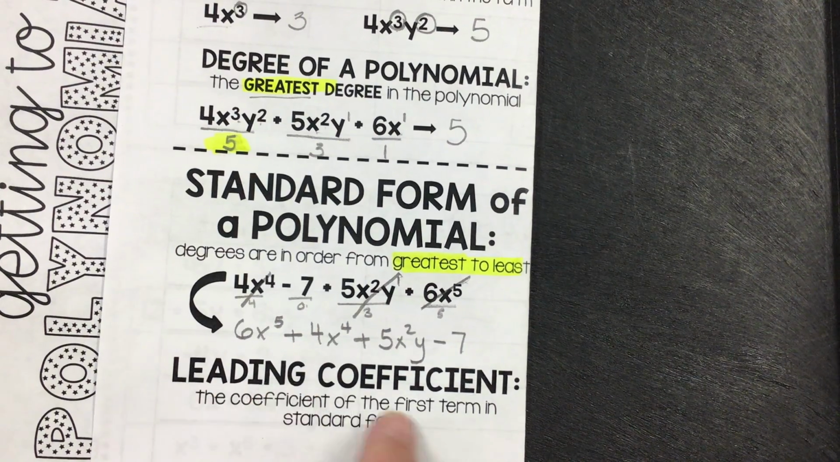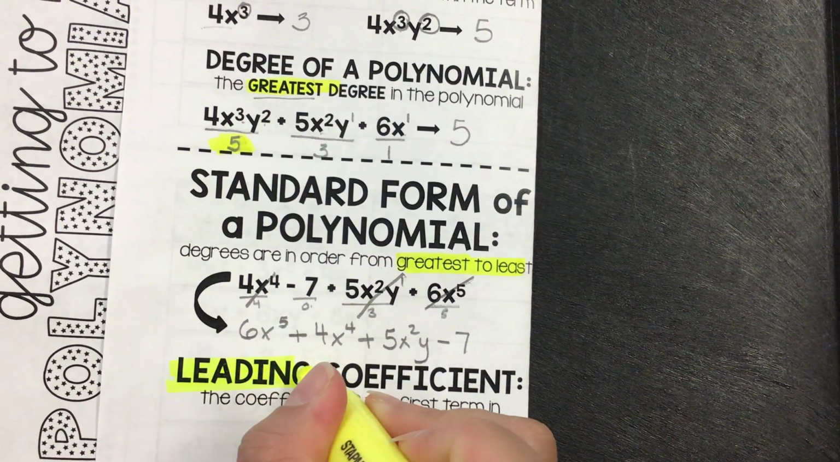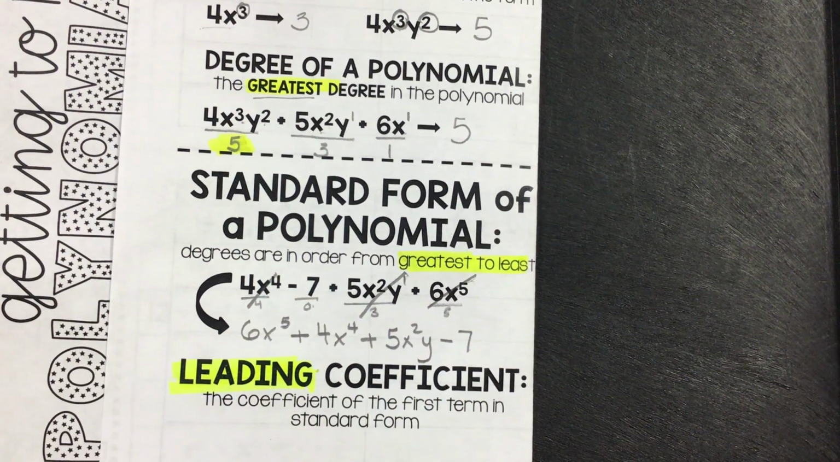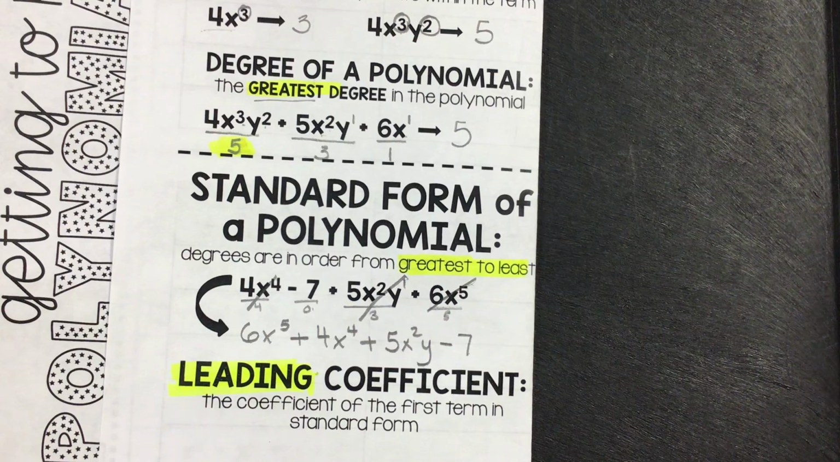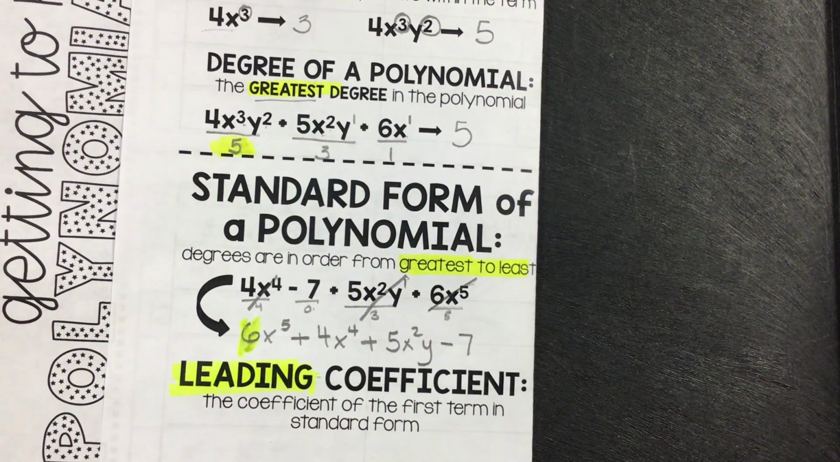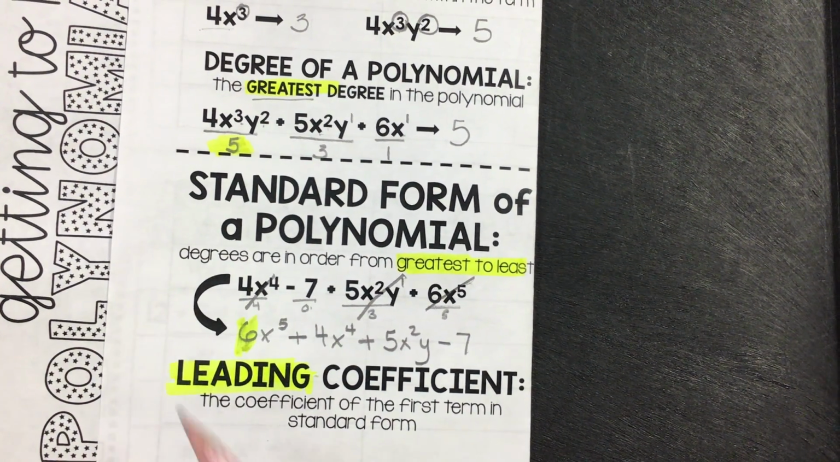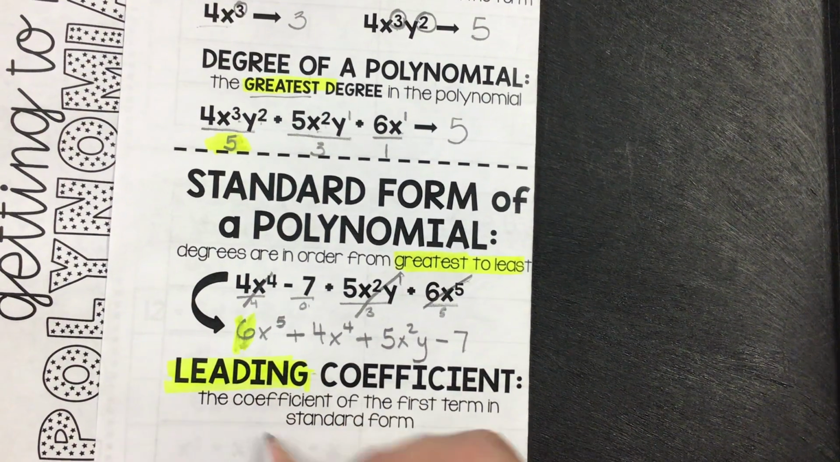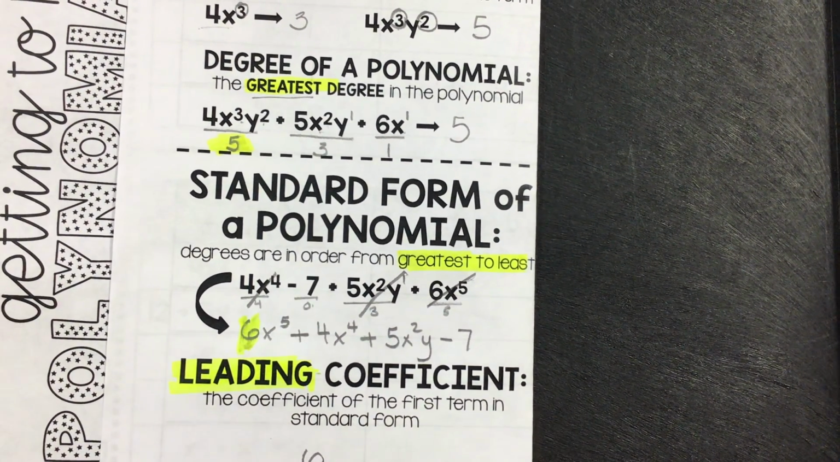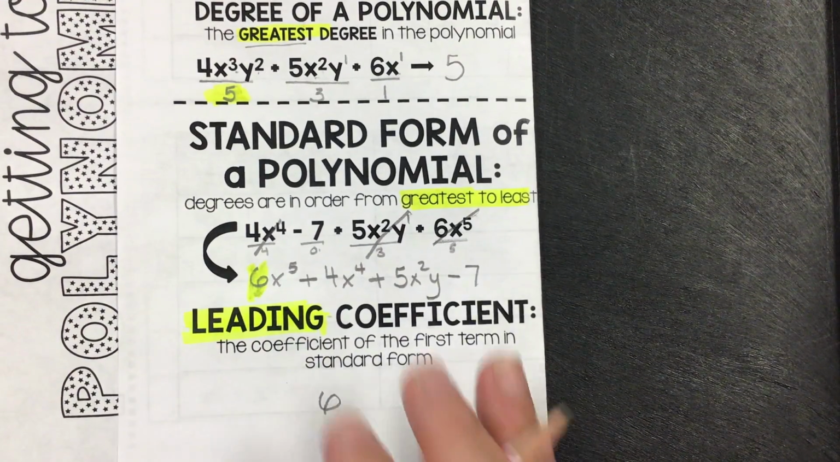And then the leading coefficient is just like it sounds. It leads. And that's the one first in front of the term, making this one your leading coefficient. The coefficient of the first term in standard form. So the leading coefficient is 6. Let's practice.